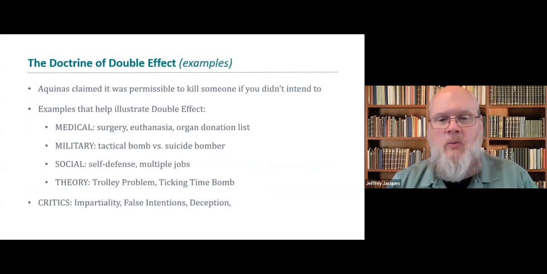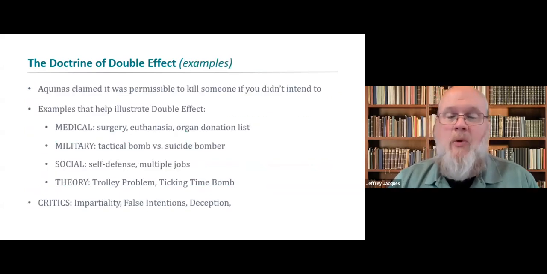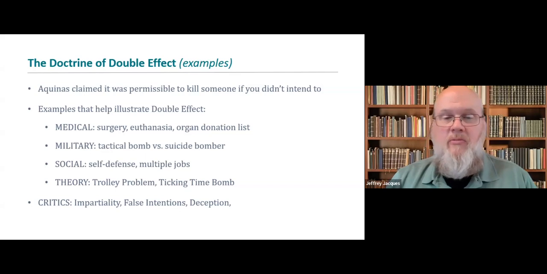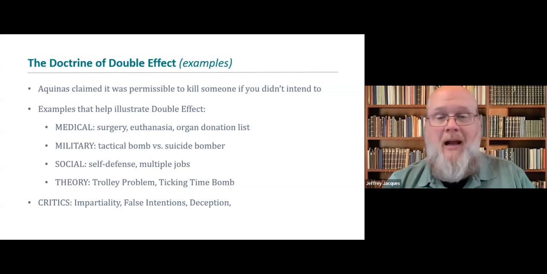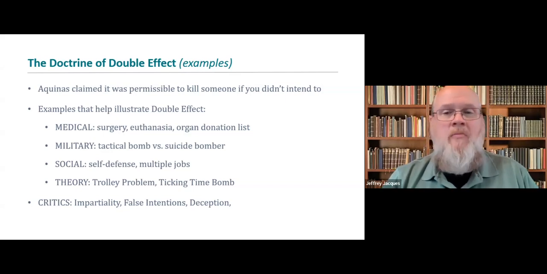Where are you going to see this? Well, Aquinas claimed that it was sometimes permissible to kill someone if you didn't intend to, because according to God's law, it is impermissible to kill someone. But if you didn't intend to do it, it happened by accident, or you were firing an arrow and someone got in the way, Aquinas said that wouldn't be your responsibility.